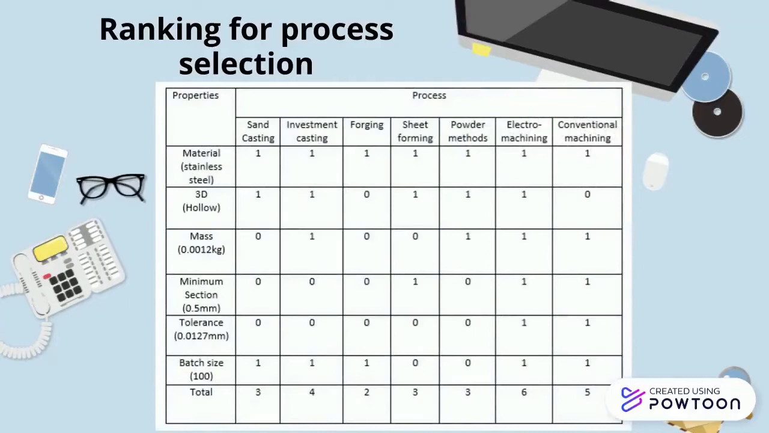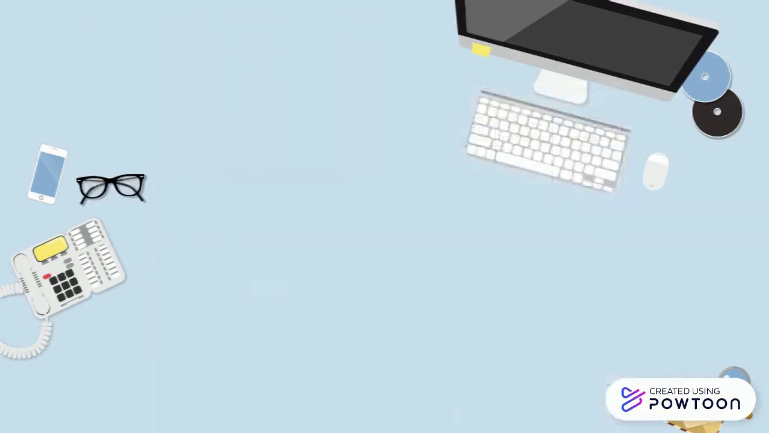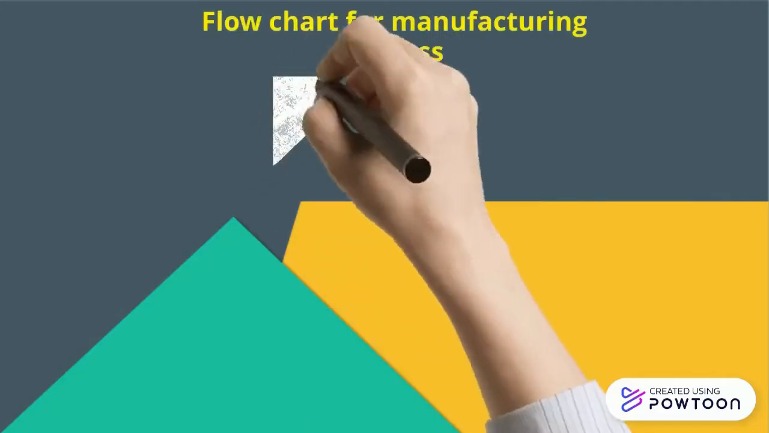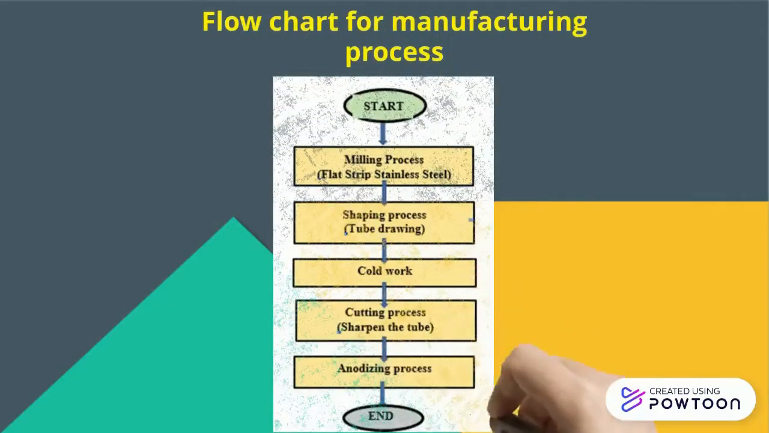Ranking for process selection. This step is performed to select the best manufacturing process for time reduction. Each process will receive 1 mark for every attribute that meets the criteria on translation. The figures show the flow chart of hypodermic needle manufacturing.